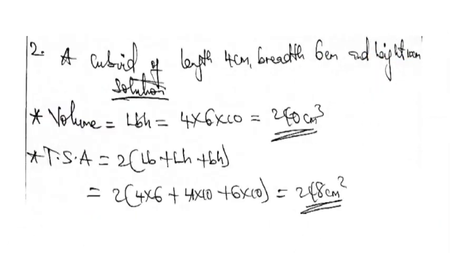Number 2, a cuboid of length 4 meters, breadth 6 meters, and height 10 meters. Answer: volume is LBH, which is 4 times 6 times 10, which is 240 meters cubed. Then TSA is 2(LB + LH + BH), which is 2(4 times 6 plus 4 times 10 plus 6 times 10) equals 248 centimeters squared.